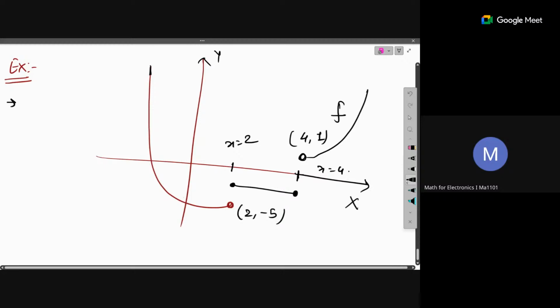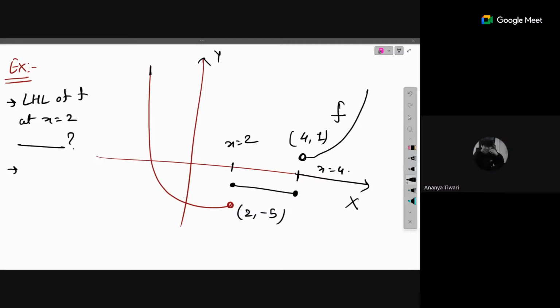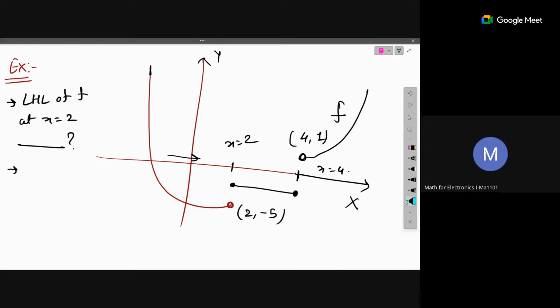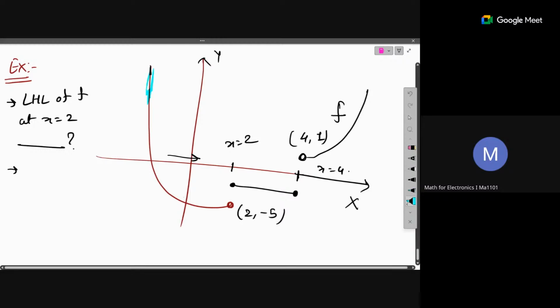So here, by observation of the graph, I think you can say, what is the left hand limit of function f at x equals 2? What will be the value? -5. Correct? Everyone agree with this? Why is it -5? Since we are approaching x equals 2 from the left hand side, my function will follow this path, right? So the function value will approach toward -5.